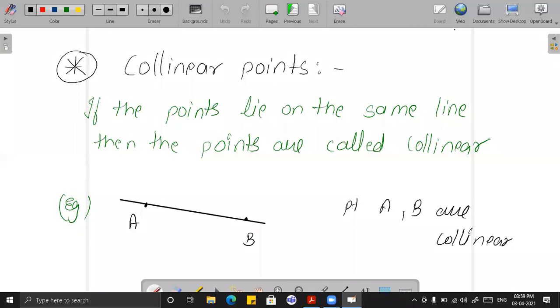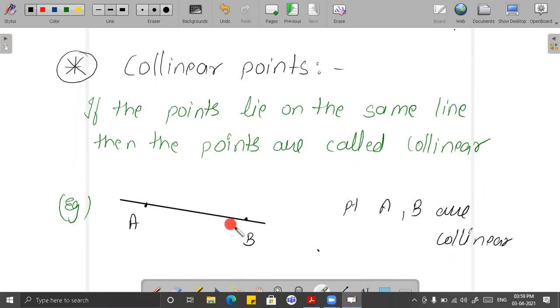Okay, so I had explained the definition of collinear points. We'll revise what collinear points are, and then we'll do one sum based on collinear points. It is said that if the points lie on the same line, then the points are said to be collinear. So this is an example I gave.